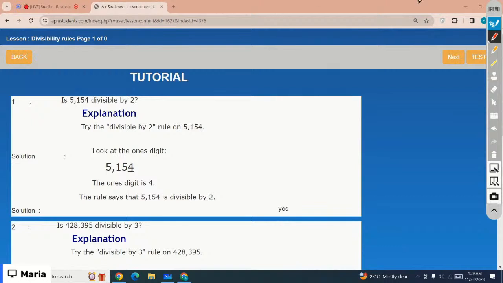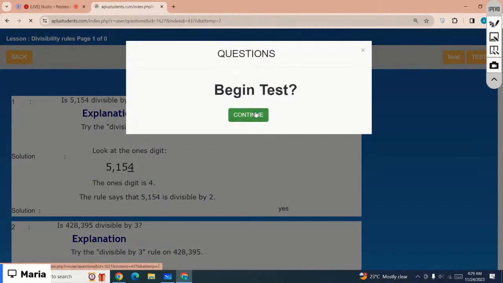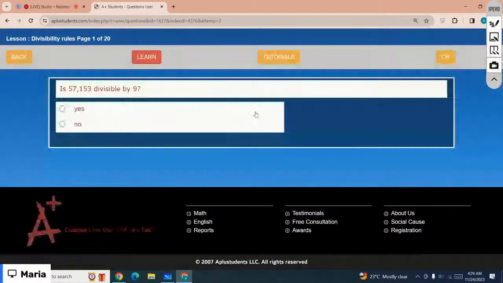Let's just start with the test questions. Okay, is 57,153 divisible by 9, right? So we have to see the divisibility rule for 9.